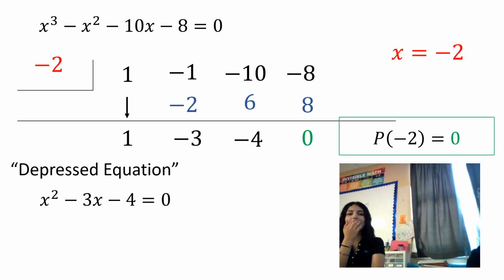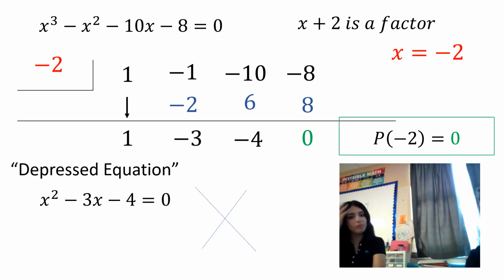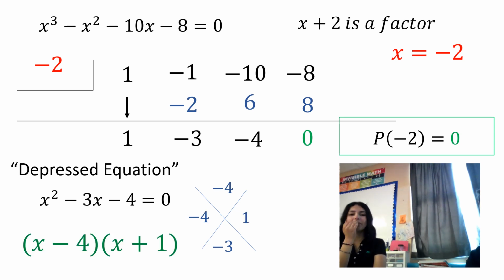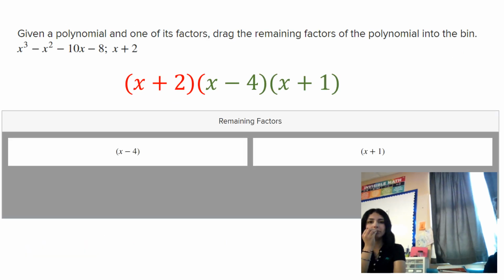Okay. What two numbers multiply to be -4 but add to be -3? 4 and 1. -4 and 1. So our answer is x minus 4 and x plus 1. Not too bad, right?